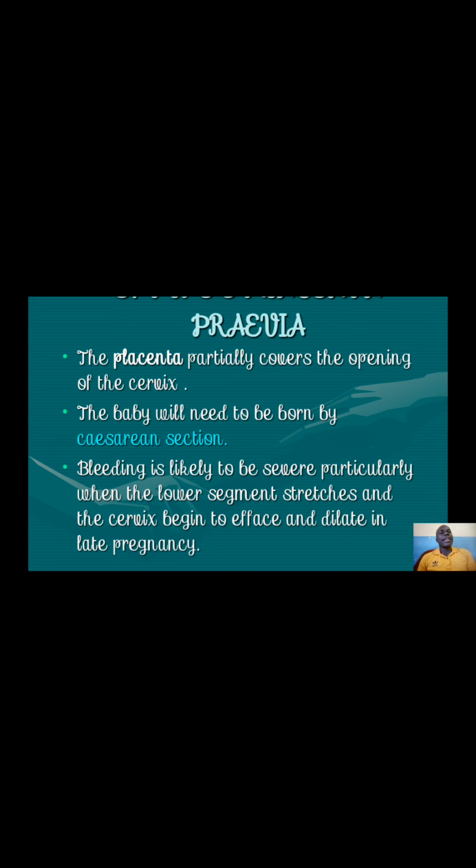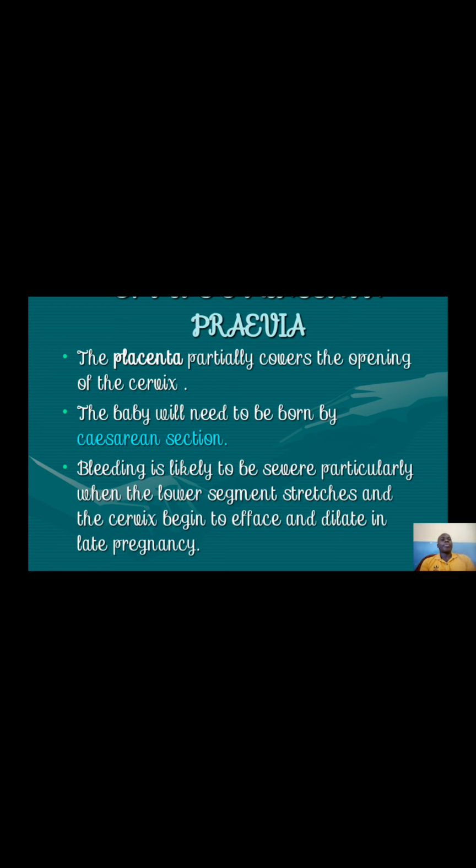Katika hii aina ya placenta previa, a baby may be born by cesarean section kwa sababu tayari placenta imesha partially covering the openings of the cervix. Kwa mtoto anaweza pia asipite kwenye ile internal os. Bleeding is likely to be severe, particularly when the lower segment stretches and the cervix begins to efface and dilate in the late pregnancy. Kwa bleeding may be present, inaweza ikawa ni severe, lakini inaweza kuwa ni inazidi ile ya kwenye type 2 placenta previa.